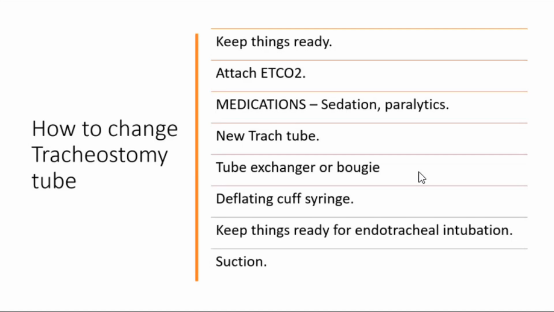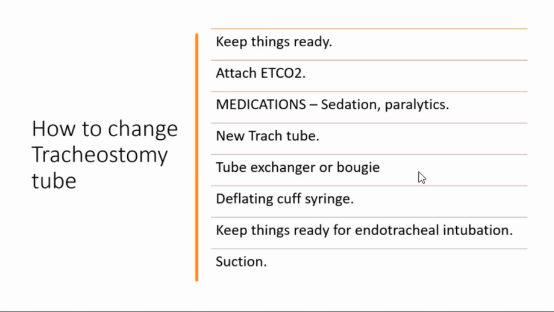If your patient is restless or agitated, you can use sedation, you can use neuromuscular blockers. The new tracheostomy tube is checked. We recommend using a tube exchanger or a bougie. Even if it is an old tracheostomy tube, it is always better to change it with a bougie. Sometimes people try to use a rice tube and guide wires, but those things are malleable and it becomes difficult to change the tube. A bougie or a tube exchanger makes it much easier to change the tube.